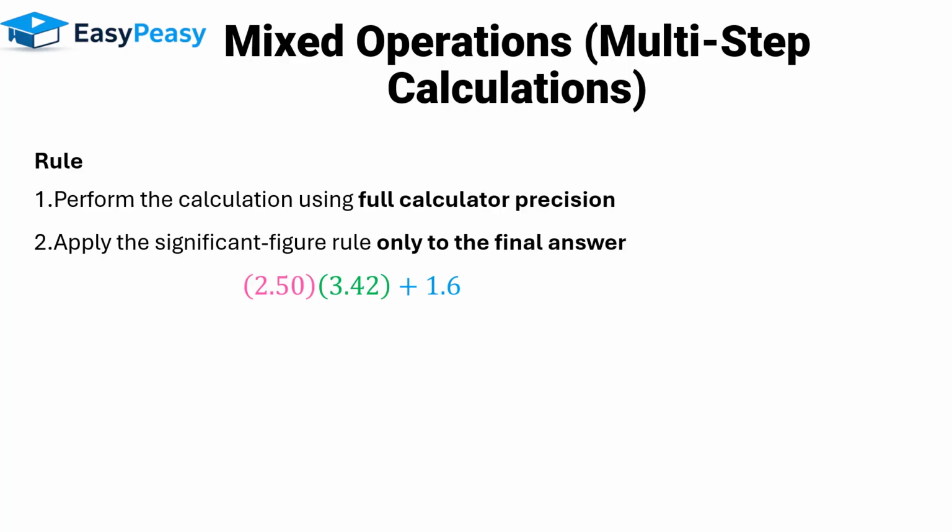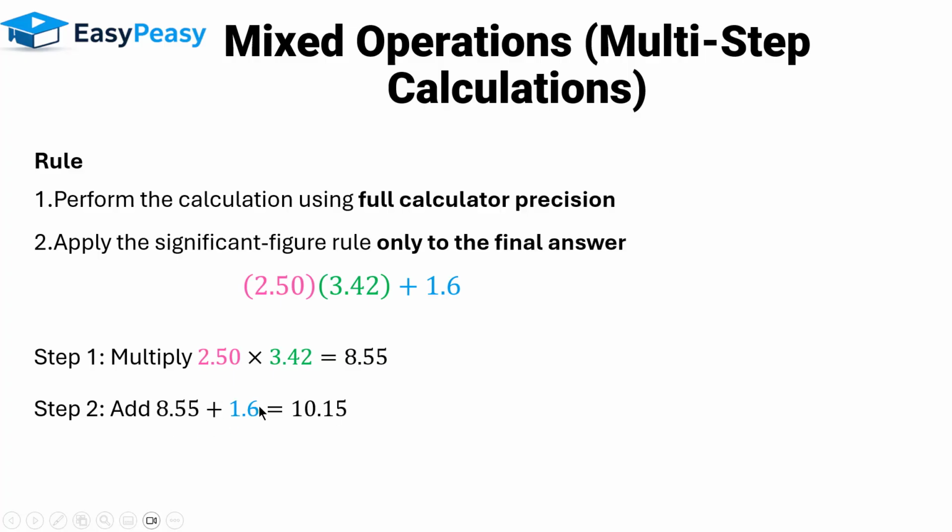So here, this is our question. According to the math formula, the multiplication comes before the addition. So we'll multiply 2.50 with 3.42 and the answer will become 8.55. Then we'll add this value with 1.6. Now the last step is the addition step. So the rule of addition will apply here and we will find a value with the least number of decimal places. In this question, the 1.6 has one decimal place. So 10.015 will become 10.2 because 5 will round up this one to 2.